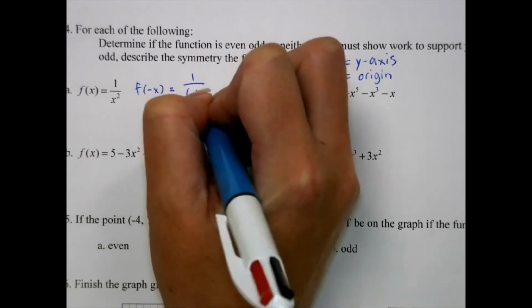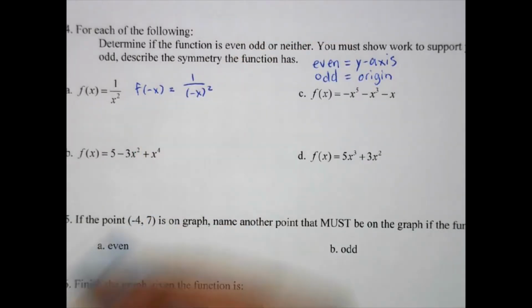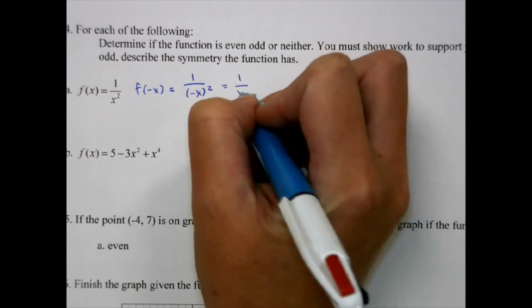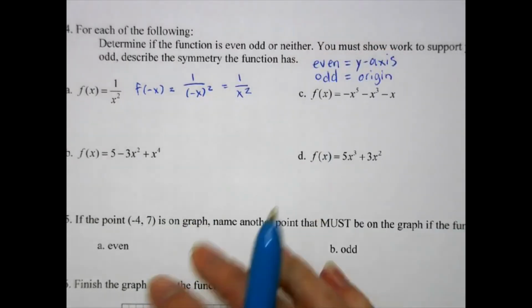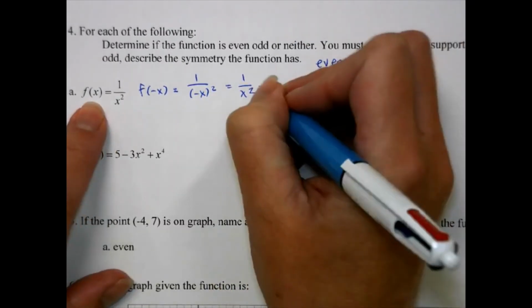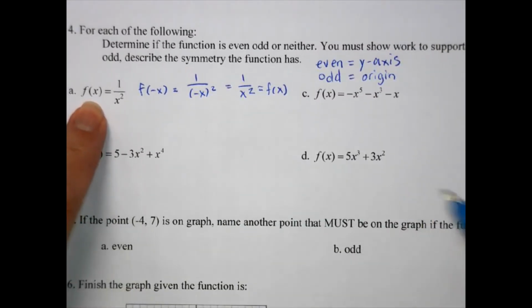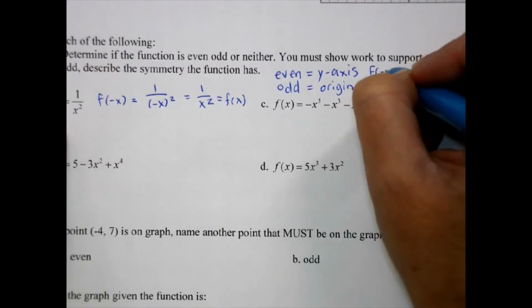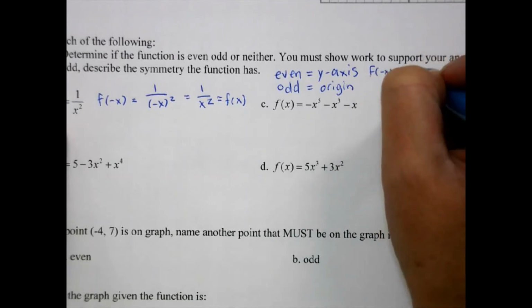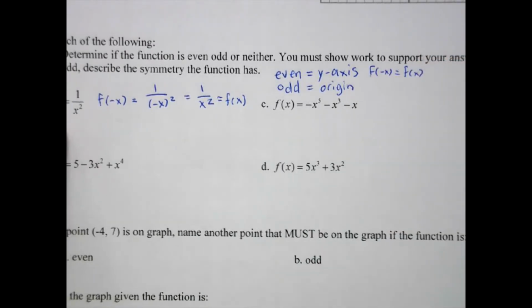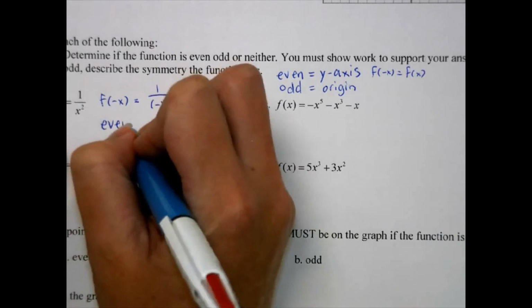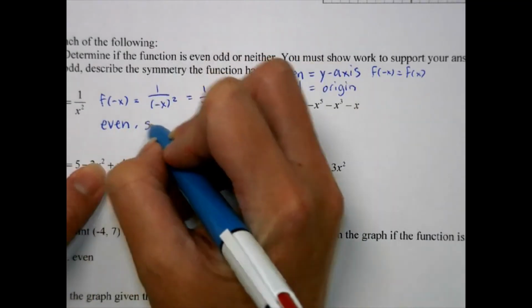If I have a -x and I square it, it becomes positive. So this becomes the same as what we just started with. If f of -x equals our original function, then our function is even, and therefore symmetric to the y-axis.